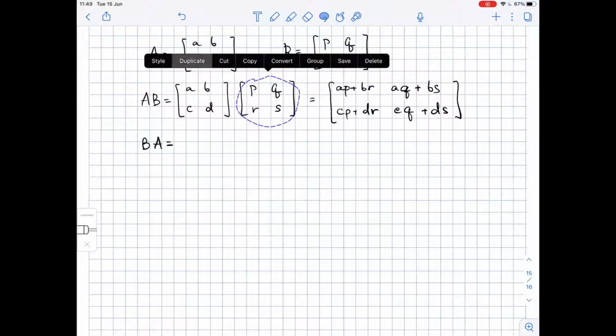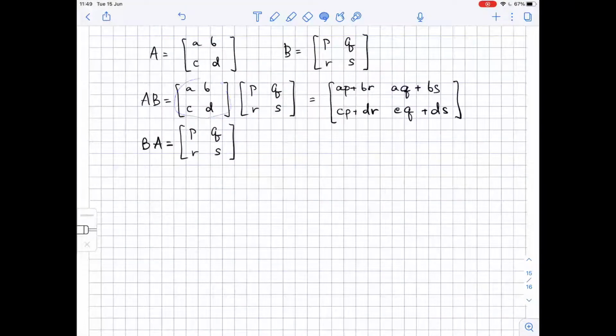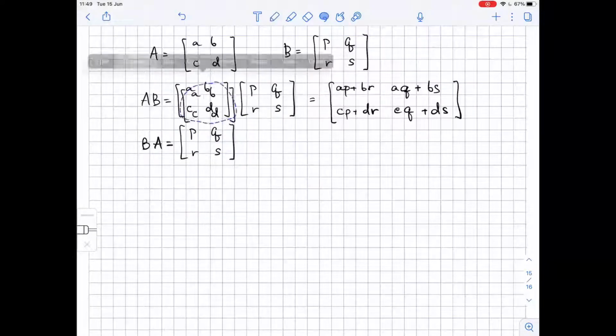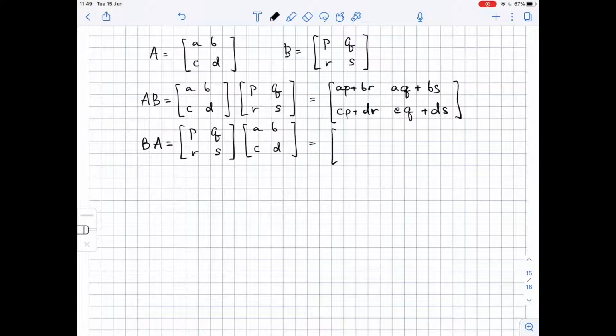Now let's find their product BA. So now we multiply matrix B by matrix A, and we will get [pa plus qc, pb plus qd; ra plus sc, rb plus sd].